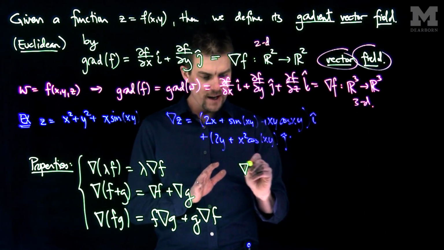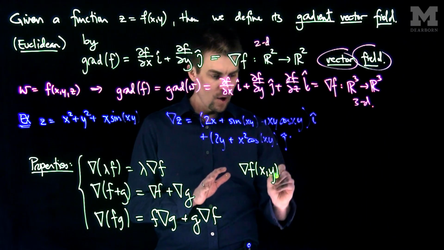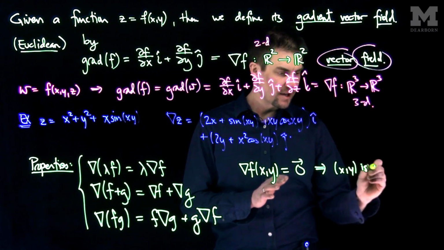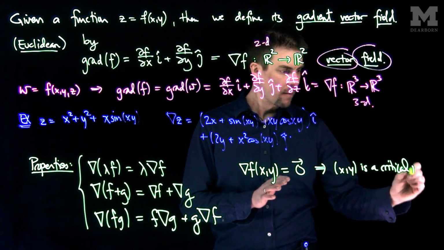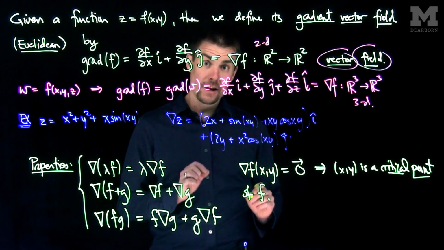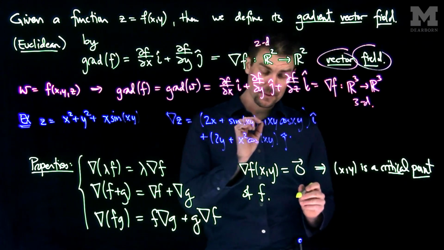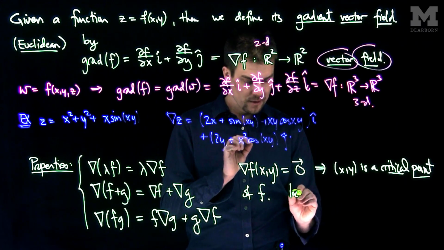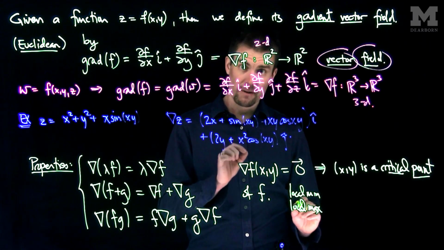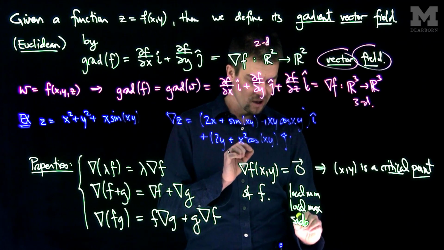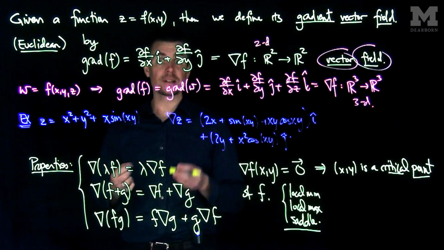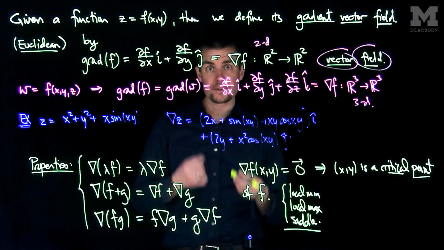So if the gradient of f at a point x, y was the zero vector, this implies that the point x, y is a critical point of f. And critical points we'll see can be one of three things. These critical points can be local mins, like in Calc 1, local max, like in Calc 1, but there's a slight variation in Calc 3. They can also be saddle points. So in future videos, we'll discuss how critical points interact with the gradient and how we can classify critical points as local maxes, local mins, or saddles.